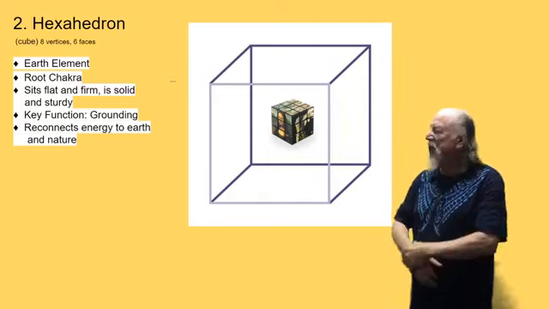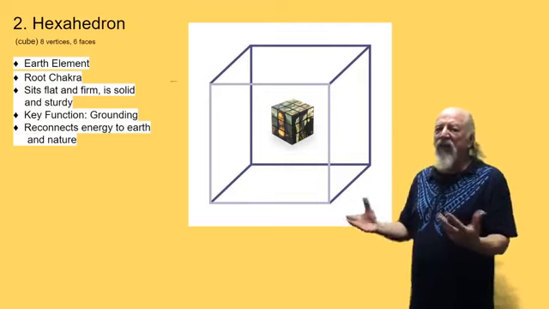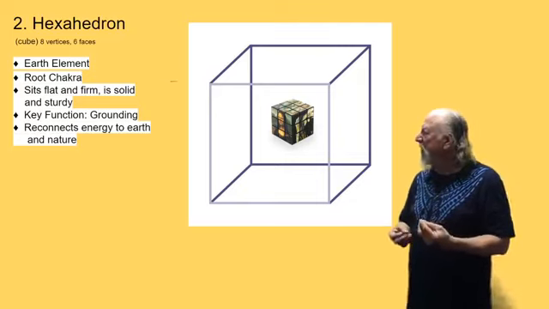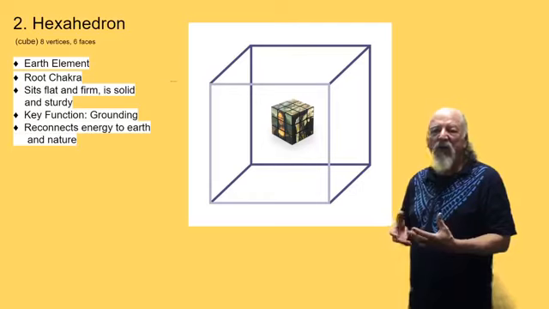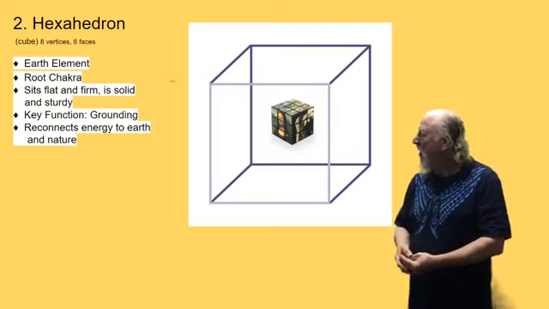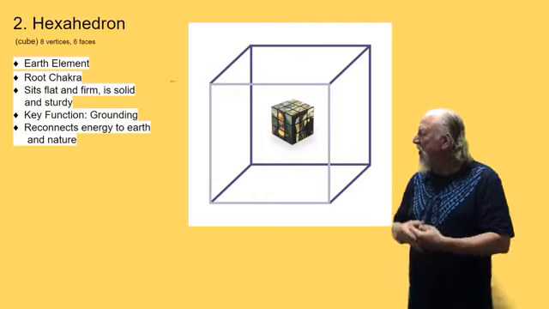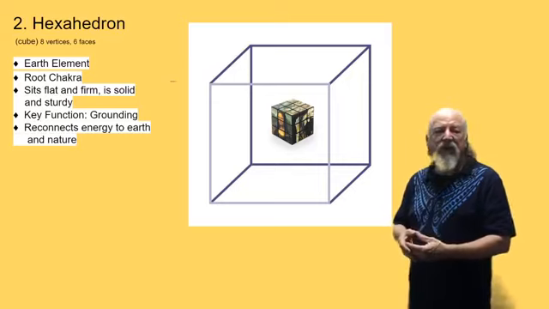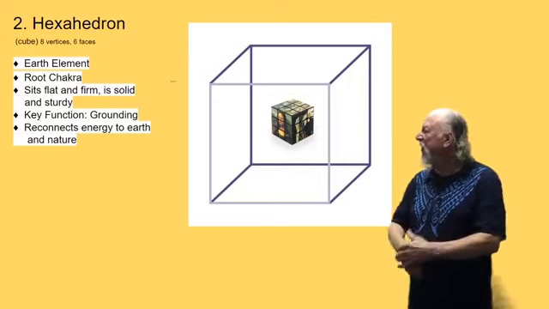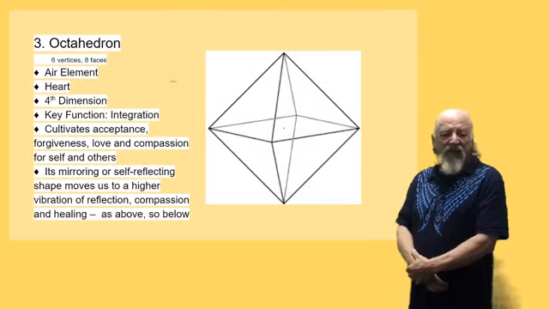Next. The key function of the hexahedron, or cube, is for grounding, and it connects us to the earth. We all live under the illusion that we're separate from each other and separate from the earth. We're not. When you ground properly, you realize that you are an extension of the earth itself.